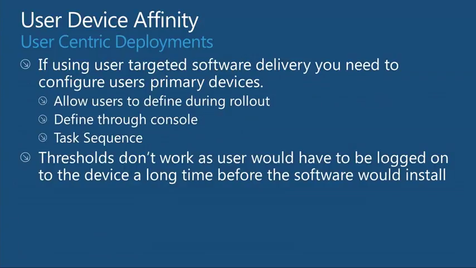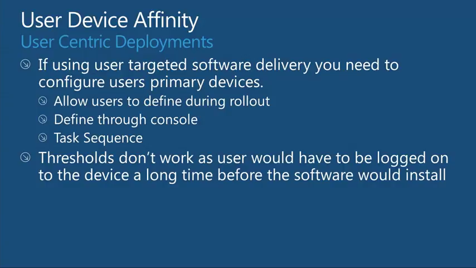Okay, configuring user device affinity. If you're doing your rollouts, and it looked like there were a few people doing it, and you want to use user device affinity or the concept of primary devices and user-centric deployment, then you need to make sure that your devices have a primary user assigned to them. The default thing you might do is turn on the thresholds. Now the thresholds by default are about 2,440 minutes over a 30-day period.